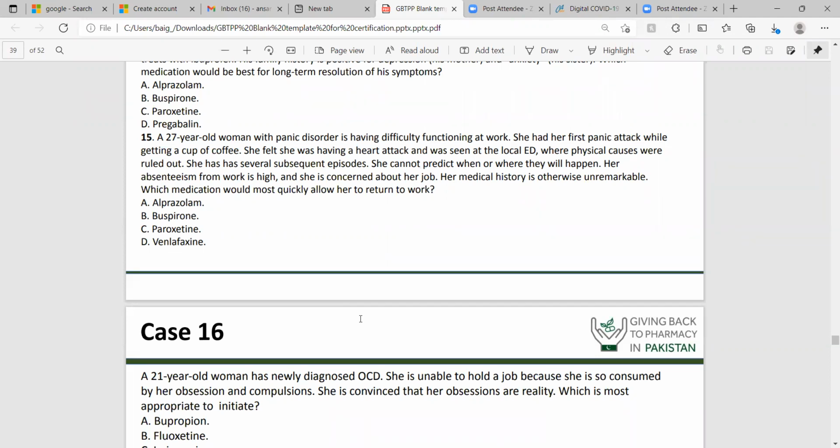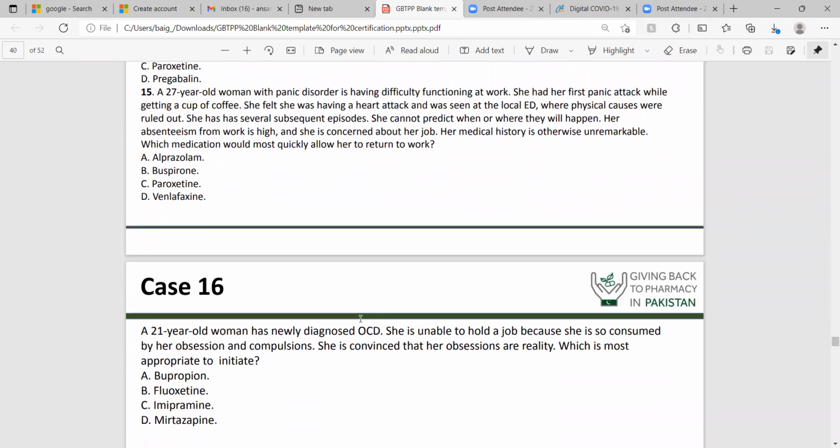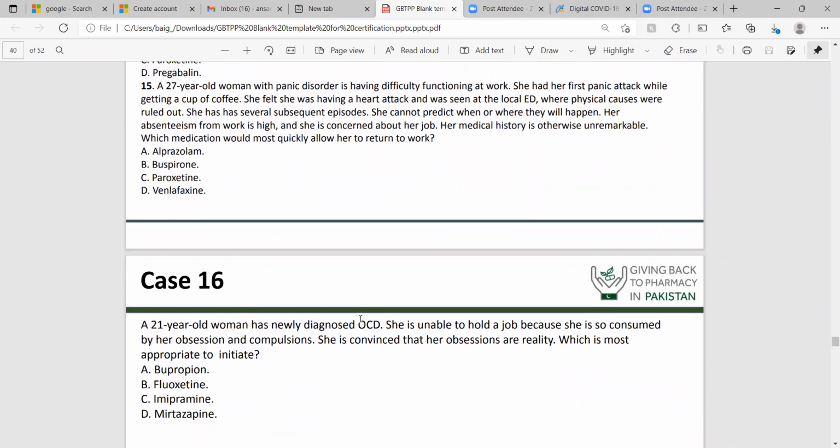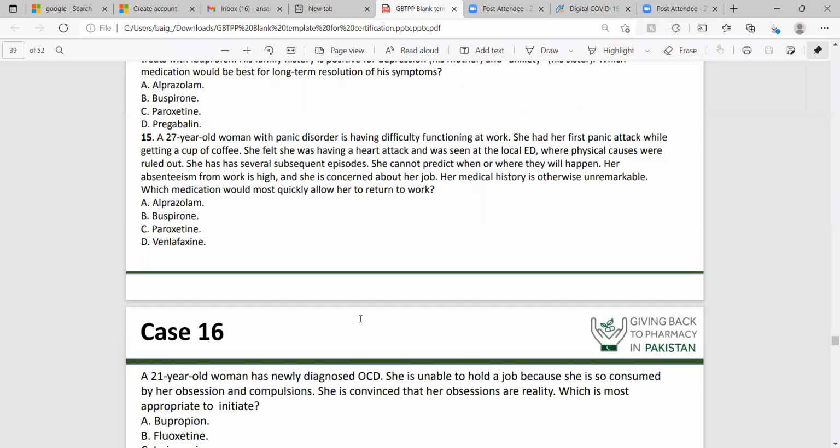If she has acute panic attack, the best option is option A, because buspar can take time to start working.